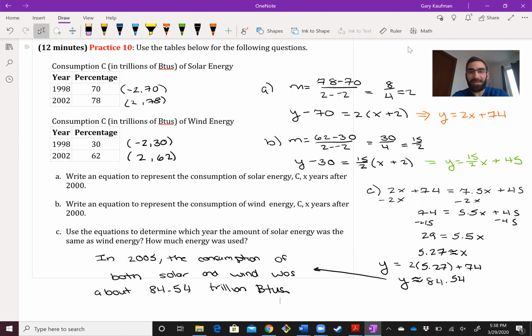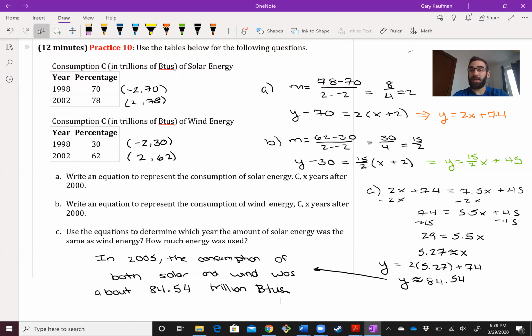Now you'll see that those forms aren't easy for substitution or elimination, so I put them both into slope-intercept form. That's the orange and green. I then used substitution to set the 2 equations equal, determined that in the year about 5.27, which is after 2000, so it's 2005, it was 84.54 trillion BTUs of both solar and wind used.